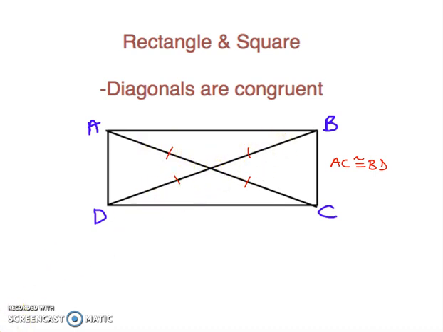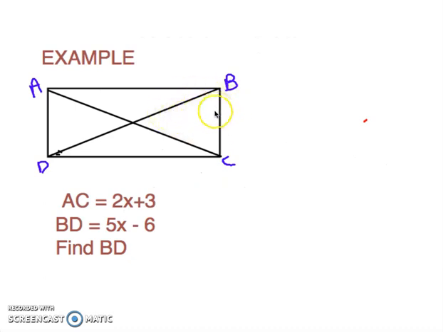Each piece would be. So if this is a rectangle and AC is 2x plus 3, so we know that AC here is 2x plus 3, and the length of BD is 5x minus 6, I can set those equal to each other to solve for x. And then we can find the length of BD.